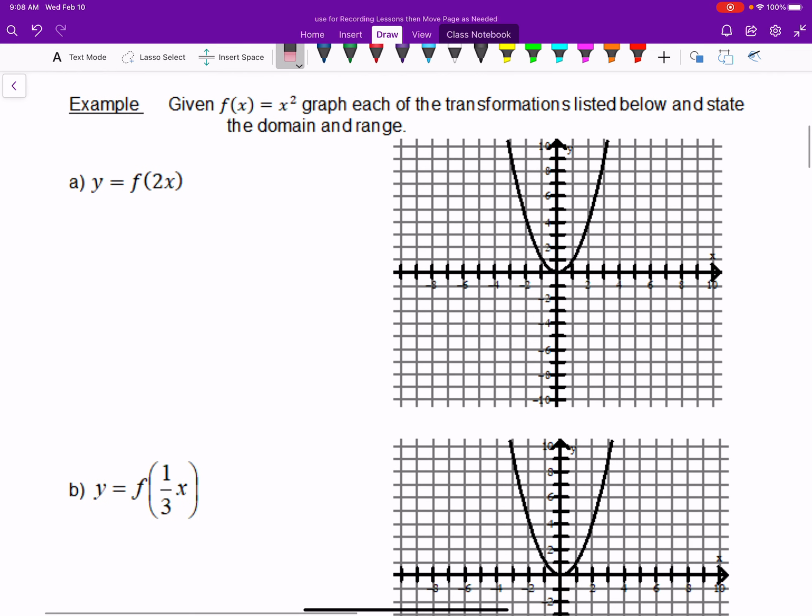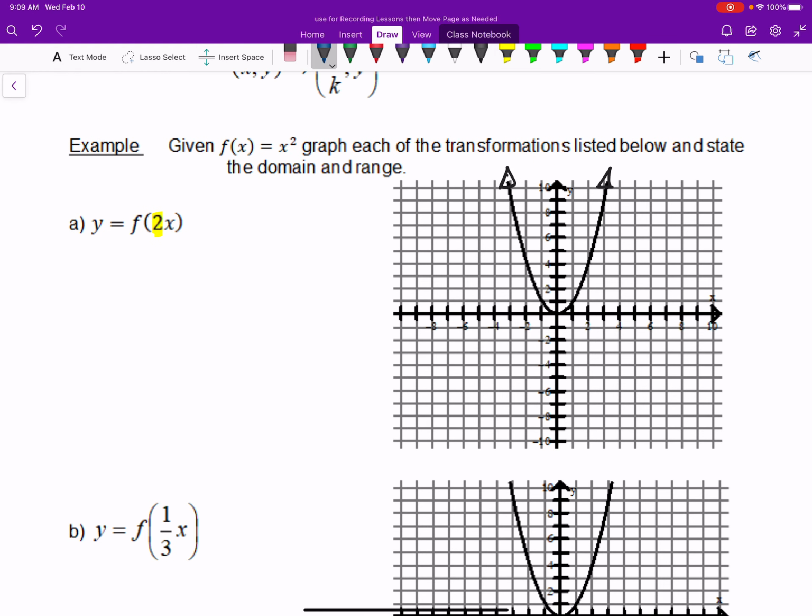So let's look at some examples. Given f of x equals x squared, graph each of the transformations listed below, and state the domain and range. So here's our parent function, and it's going to go up forever, f of x equals x squared. In this case, we can see that there is a k value of 2. First of all, how do I know this is a k value? Because of where it is. Actually, I need to take a step back for a moment and explain what this f of 2x means.